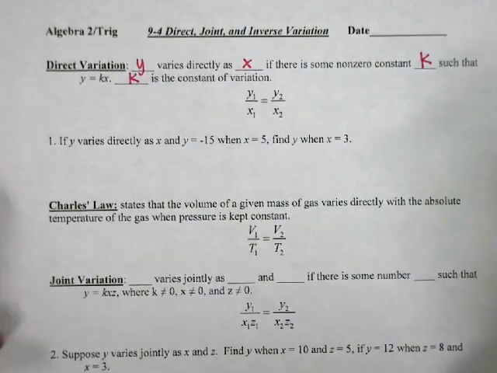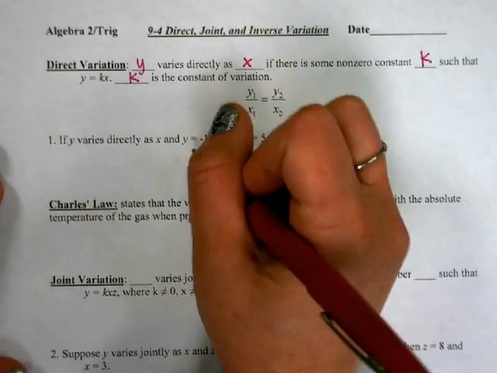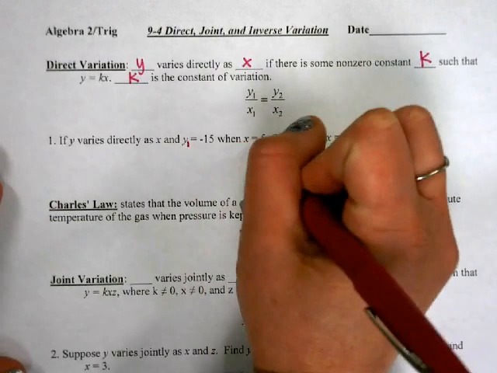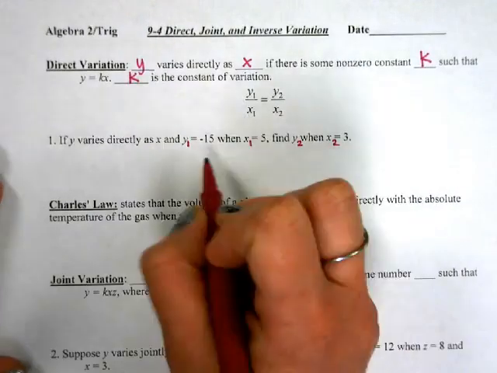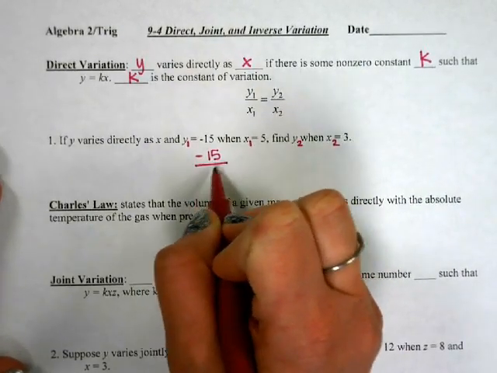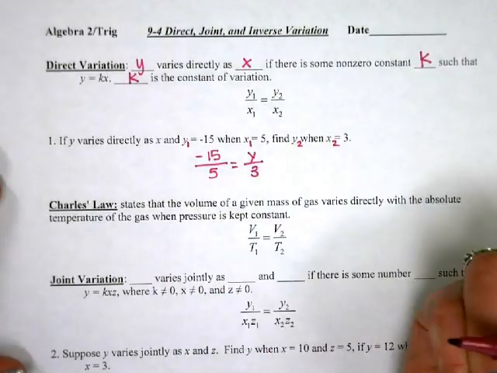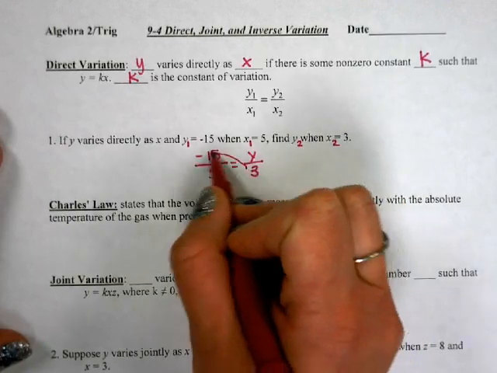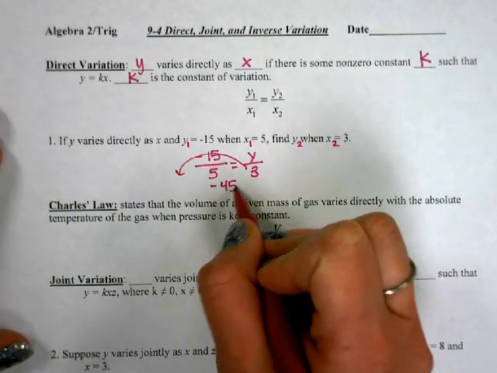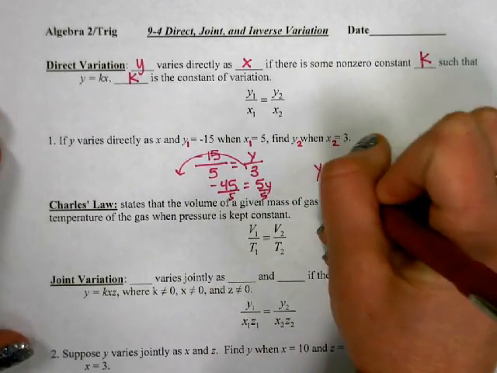So it says right there, if y varies directly as x and y equals negative 15 when x equals 5, then find y when x equals 3. So what I do is I give the first ones I see a subscript of 1, and then these I'm going to give subscripts of 2. And then I'm going to set up my proportion. Negative 15 over 5 equals y over 3. And then I'm going to solve this for y. So I'm going to cross multiply. Negative 45 equals 5y. So I can divide by 5. So y equals negative 9.